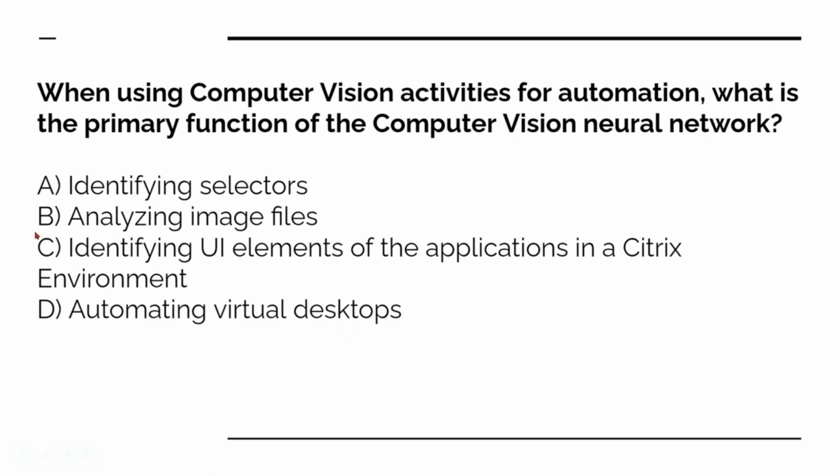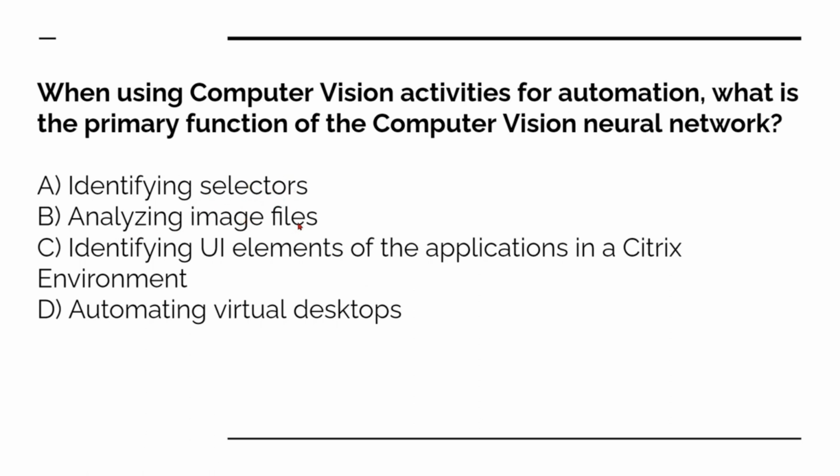Right? So actually, if you see, all of these options look pretty similar, right? It does, we are using it for automatic virtual desktops. It analyzes images, but one of the answers is the best answer. What is the best answer? C, identifying UI elements of the application in a Citrix environment, right? We don't identify cells, so this is a wrong answer.